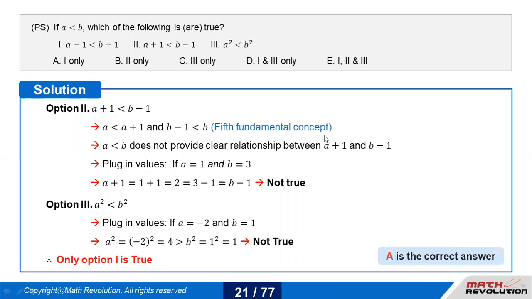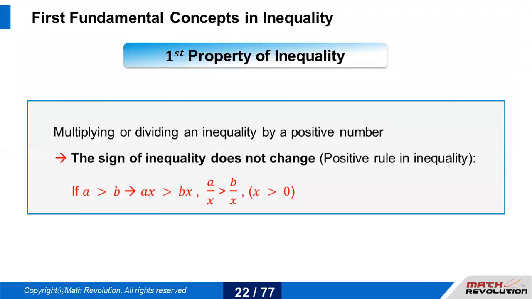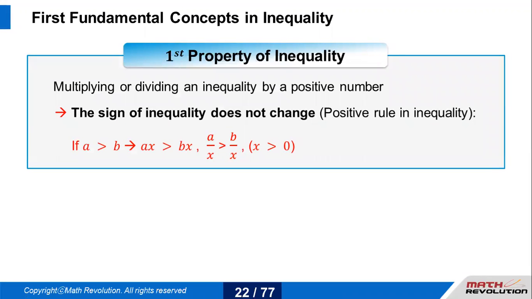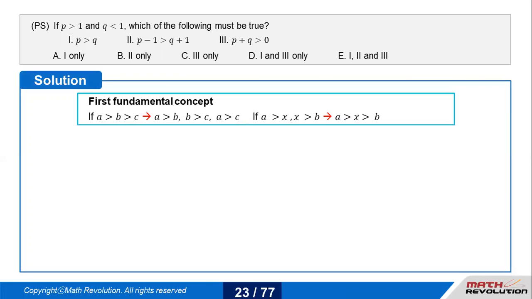Okay, let's go ahead with the next concept, which is the first fundamental concept in inequality. It says that if you multiply or divide any inequality by a positive number, the sign of inequality will not change. So if this is the case, let's see, if P is greater than 1 and Q is less than 1, first of all, the inequalities are different. Which of the following must be true? If you see the options, there is P plus Q, P minus 1, Q plus 1. So we have to have the first fundamental concept to break.